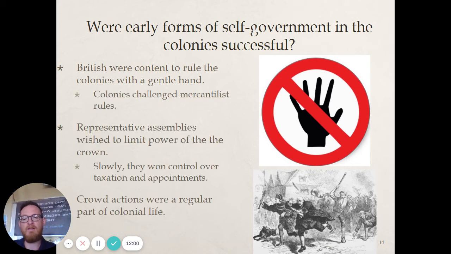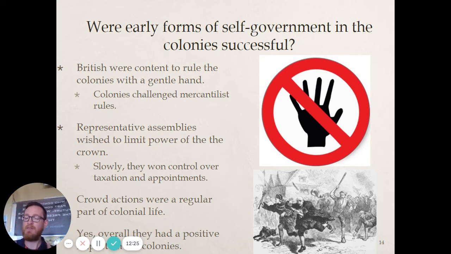So were early forms of self-government in the colonies successful? Again, like I said, the British were content to rule with a gentle hand. Even though the colonies did challenge some of their mercantilist rules, most of the time they did rule with a gentle hand. The representative assemblies wanted to have a lot of power and wished to limit the power of the crown. So slowly they would gain control over such things as taxation and appointments.